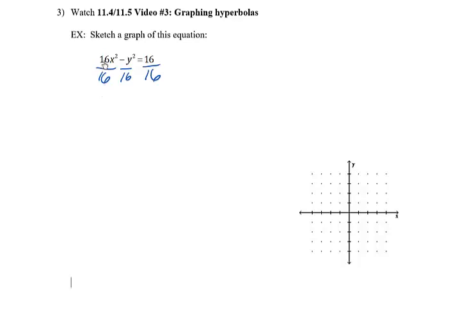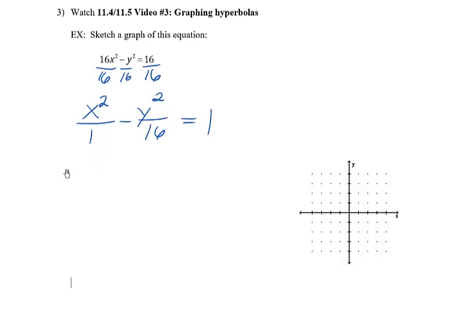On the left, the 16s cancel out, but I want to still make it look like a fraction, so I would still put that 1 there. The second term does not simplify at all, so I'll leave it alone. And of course on the right, I've created a 1. I've now put the equation in that standard hyperbola format. Let's jot down what we know about it.